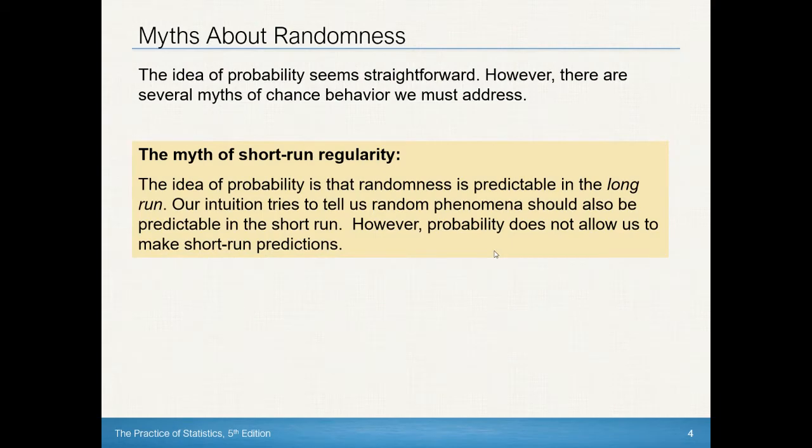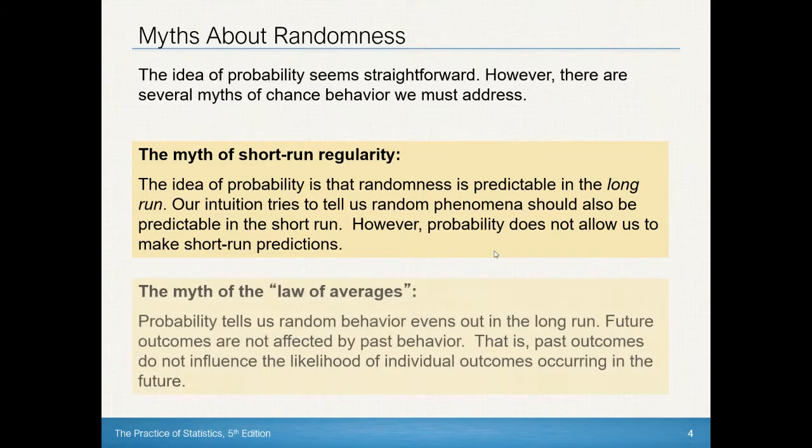First, the myth of short-run regularity. The idea of probability is that randomness is predictable in the long run. Our intuition tries to tell us random phenomena should also be predictable in the short run. However, probability does not allow us to make short-run predictions. Okay, does not allow us to do that.